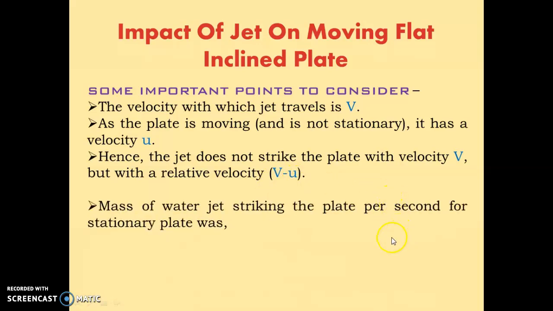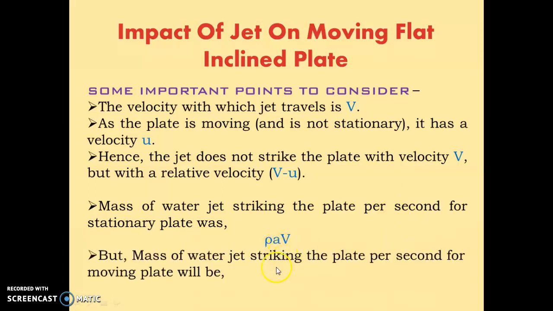Okay. Next, we saw the mass of water jet striking the plate. For stationary plate it was rho a V. For moving plate, it will be rho a into V minus u, where rho is the density of water jet, a is the area of the jet, V is the velocity of the jet, and u is the velocity of the plate.